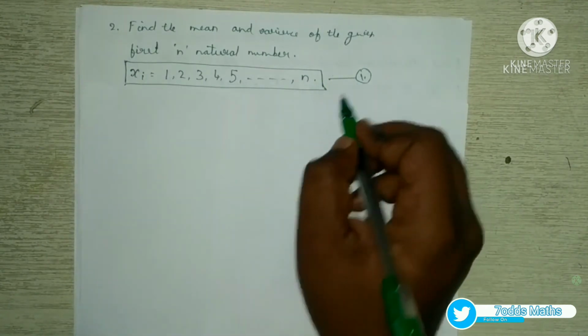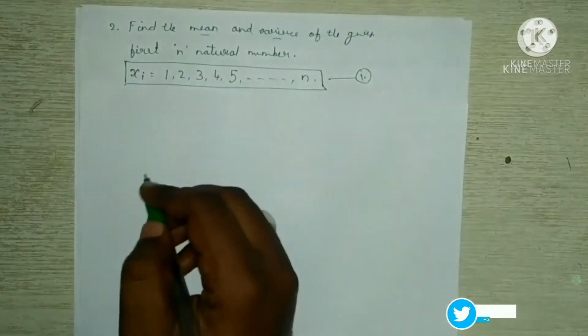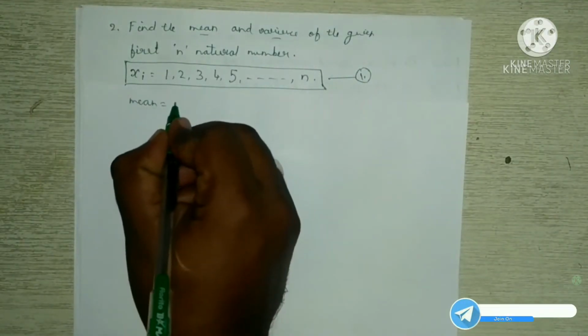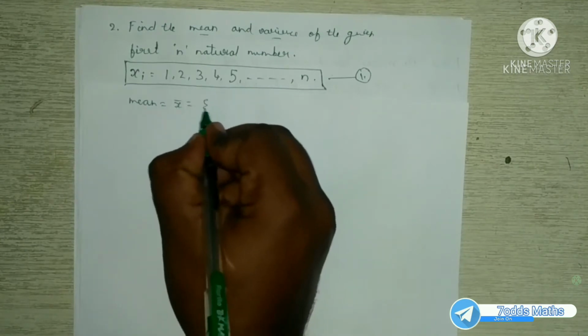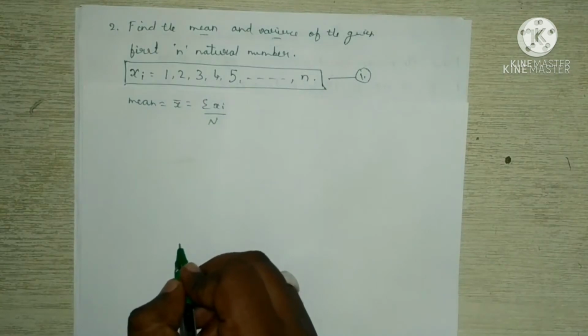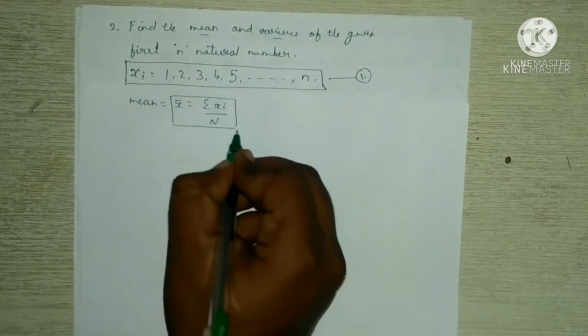Consider xi as equation number 1. You need to find the mean and the variance. The mean formula is x bar equal to summation xi by n. This is the formula of the mean.